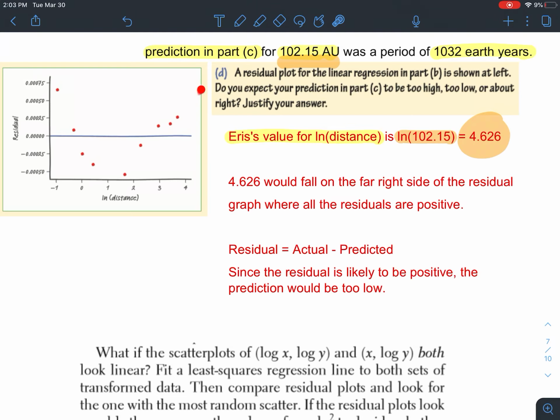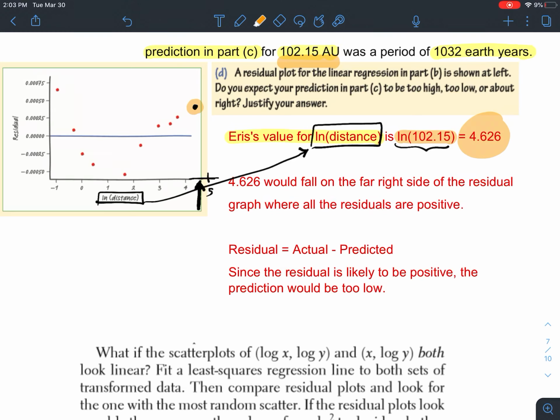Like if we kept with this pattern, 4.6, this is what the natural log of the distance is. Okay, that's why we were using natural log of the distance, because this is what our explanatory variable is. Okay, we make that substitution, 4.46. So we're just going to say that's going to be somewhere right about here on our x-axis, and if the pattern continues, we might expect that point to be roughly somewhere right about there.